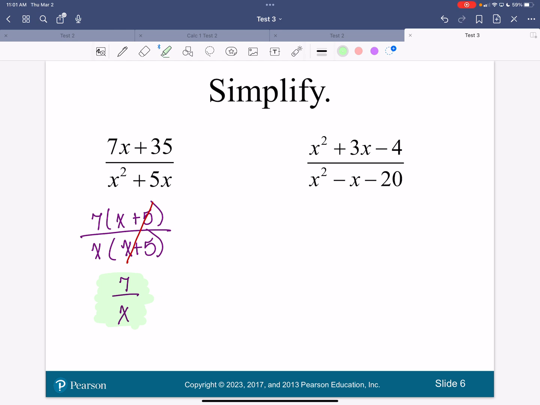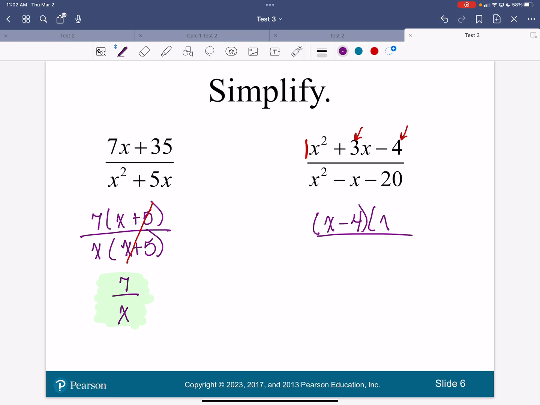Okay? Now we're going to do the next one. x squared plus 3x minus 4 over x squared minus x minus 20. So we are going to factor the top, and we know how to factor. We've mastered factoring. Okay? So in the numerator, I've got a product of -4 and a sum of +3, and I have a coefficient of 1 right here. So that is a straightforward factoring. Okay? So I factor and I get x minus 4 and x plus 1.